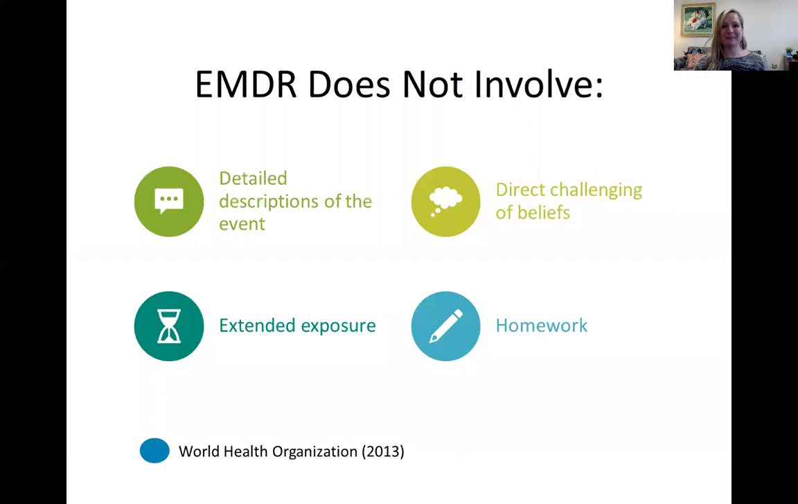So it's great stuff. What is EMDR not? So EMDR does not necessarily have to be a detailed description of the event. So we can just say, think about the trauma and do it that way without them ever actually saying a word about their trauma. So depending on their window of tolerance, if they're starting to get out of their window of tolerance, we might go back to just thinking about the trauma instead of having them talk about it. It's not directly challenging beliefs.